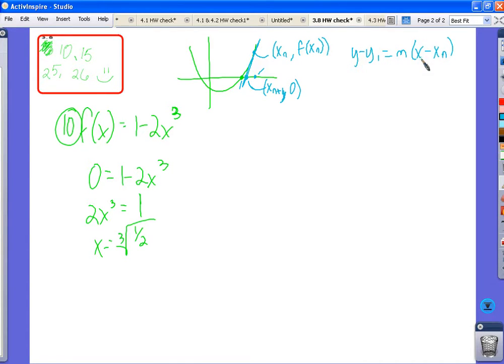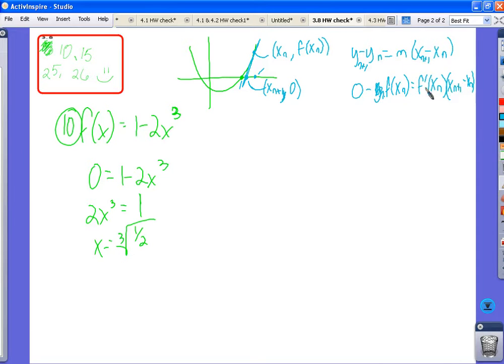We can call this x sub n, this is x sub n plus 1. So this would be y sub n, this would be y sub n plus 1. And the y sub n plus 1 is the one that goes with x sub n plus 1. It's just 0. 0 minus y sub n, or now we can call this f of x sub n, equals m, which is the slope, which is the derivative. The derivative at x sub n times x sub n plus 1 minus x sub n. And this is the guy we want to find.